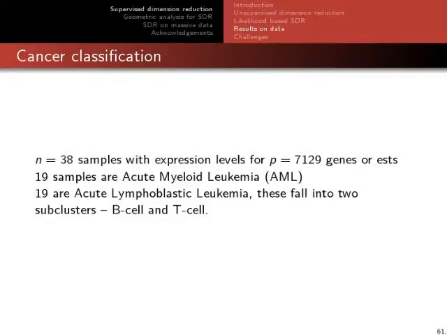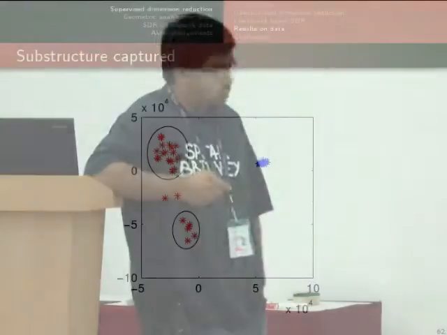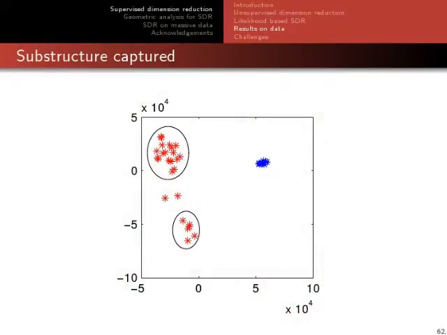Okay? So this is an old data set. It's a cancer classification data set from gene expression data. You have 7,129 genes. 19 samples come from one class. 19 samples come from another class. We know that this second class falls into two subclasses. So if you run this and do the projection, what's interesting, you get this blue, which is this one class. And then without telling the method that there were these two classes, it actually separates them out. So again, this is kind of nice.